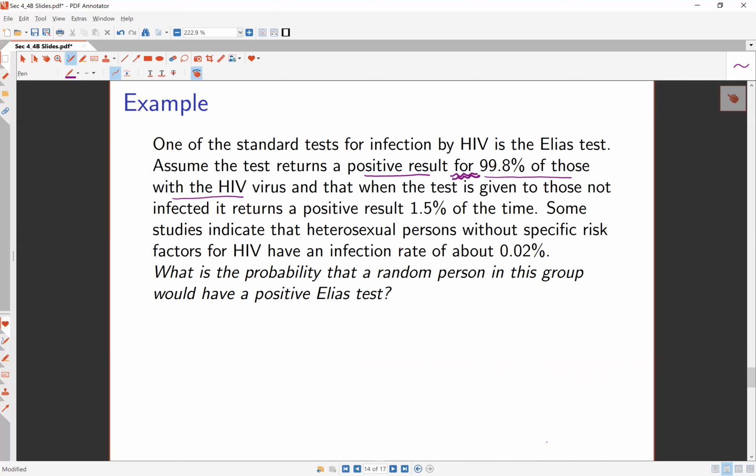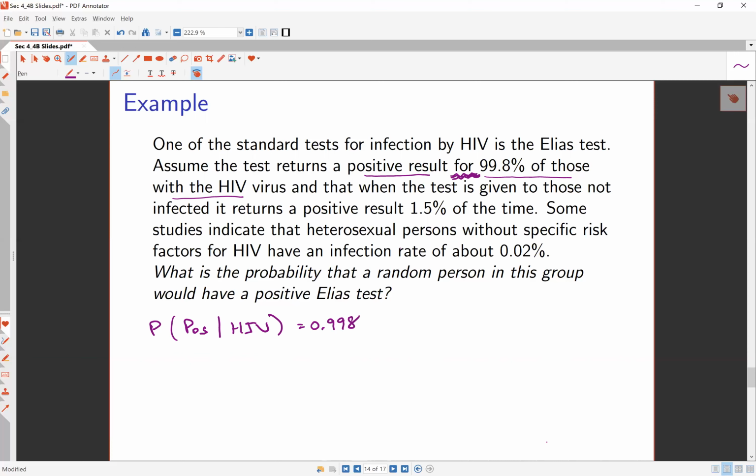"For" is a keyword here. "For" is the same as given. So this tells us you get a positive test result given that you have HIV, 0.998. And that seems good, right? You want this test to actually come back positive if someone is HIV positive. So it looks like a good test.